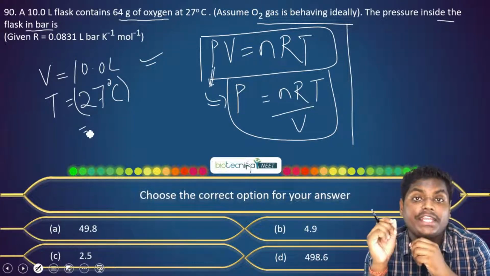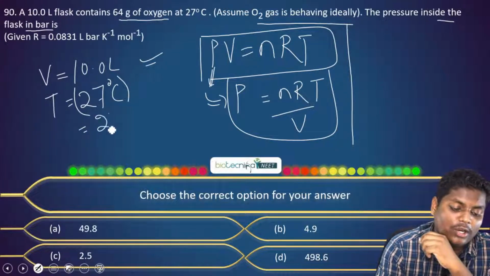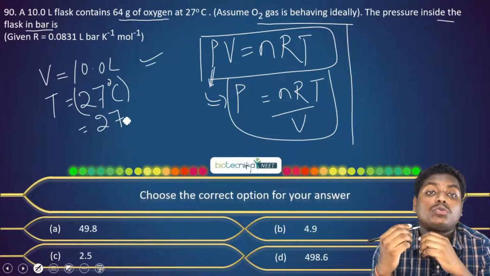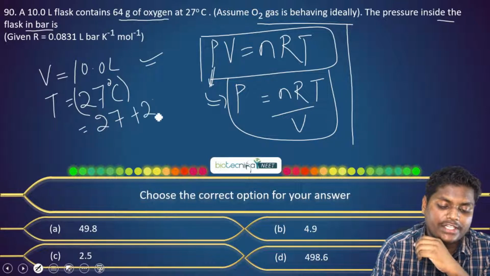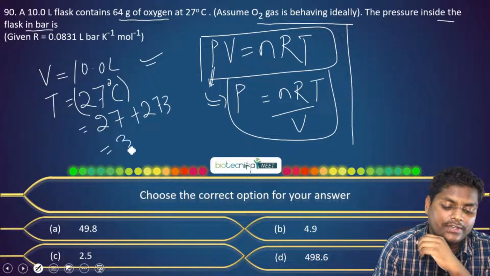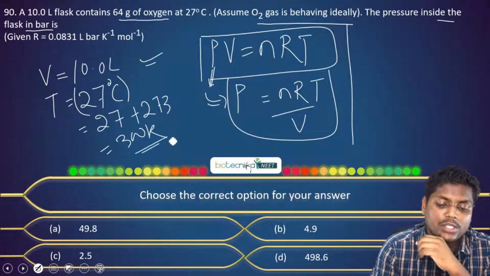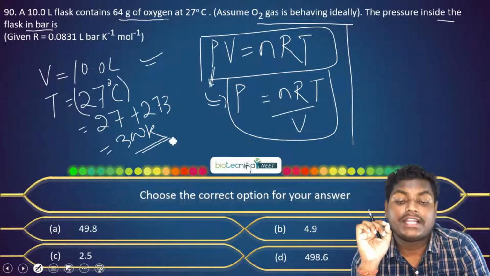So you need to be very careful. Okay. So how do we convert it into Kelvin? Just add 273 to it. So if we add 273 to it, it will be 300 Kelvin. So the temperature that they are saying is 300 Kelvin.